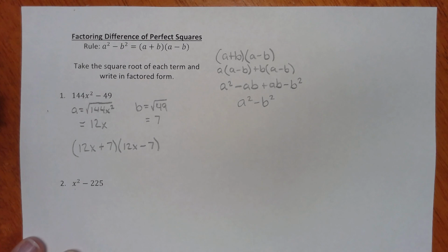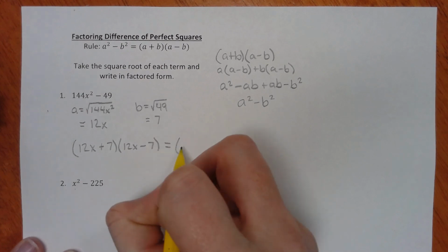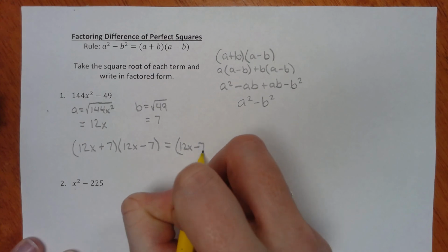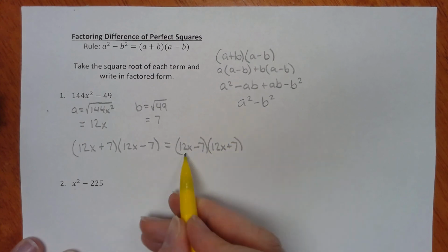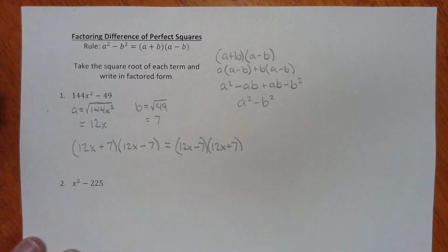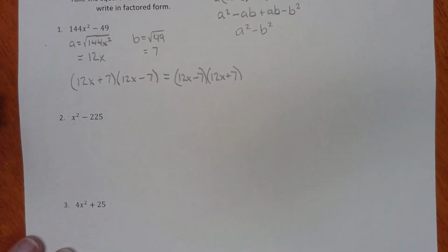You could also have this answer as 12x minus 7 and then 12x plus 7. So the order of the factors does not matter as long as you have one plus and one minus in that factored form. Let's take a look at another example.